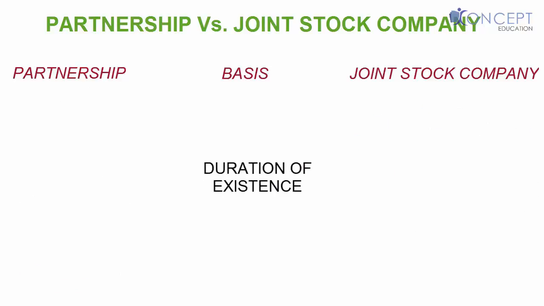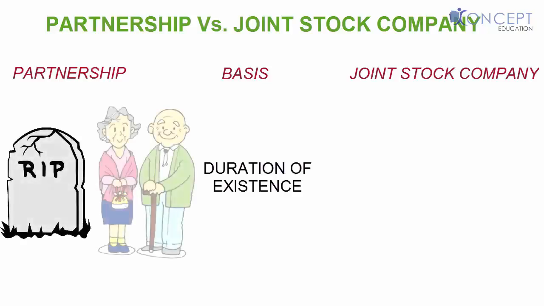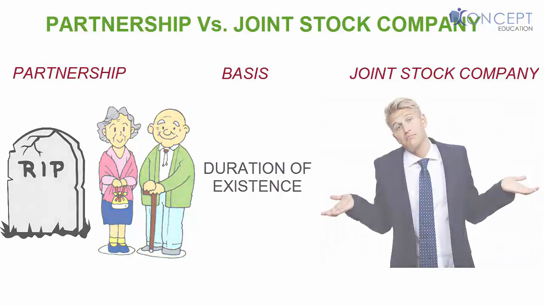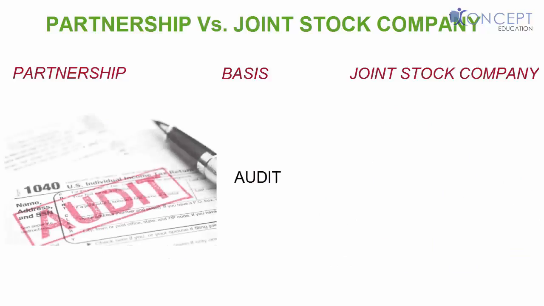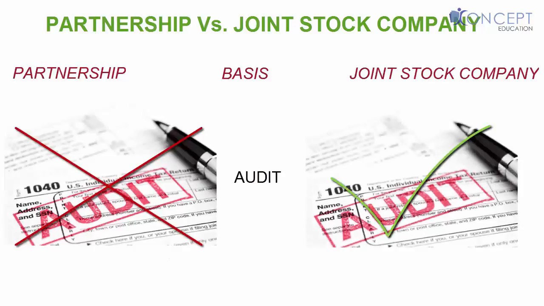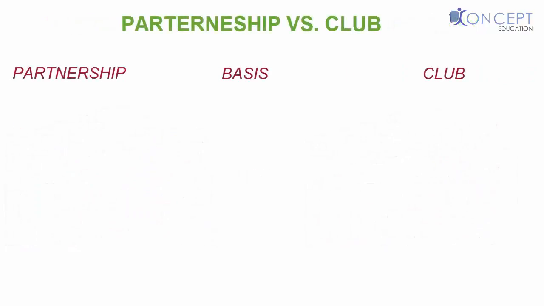Duration of existence. Unless there is a contract to the contrary, death, retirement, or insolvency of the partner results in the dissolution of the firm. A joint stock company enjoys perpetual succession. They say men may come and men may go, but companies will go on forever. The audit of the accounts of the firm is not compulsory, while the audit of the accounts of the company is compulsory. Now let's look at the difference between the partnership and the club.